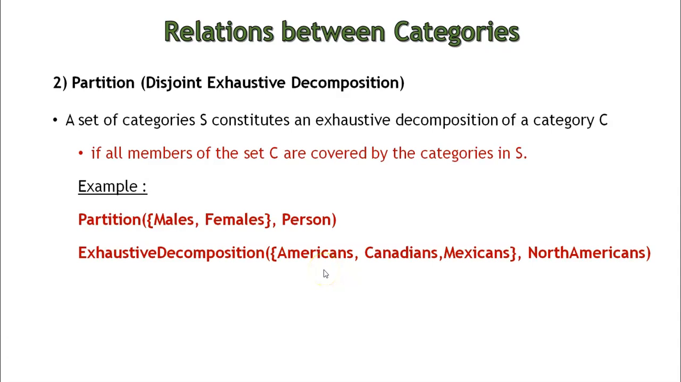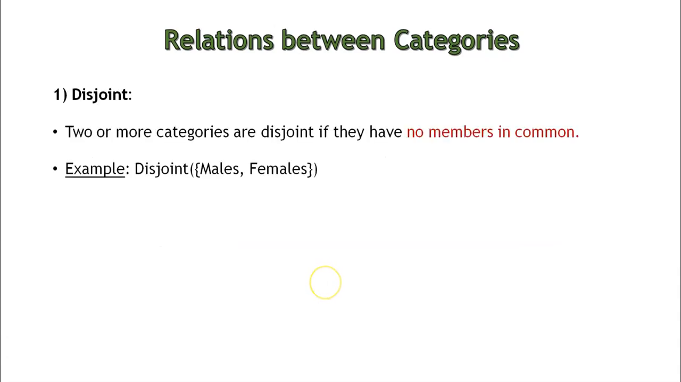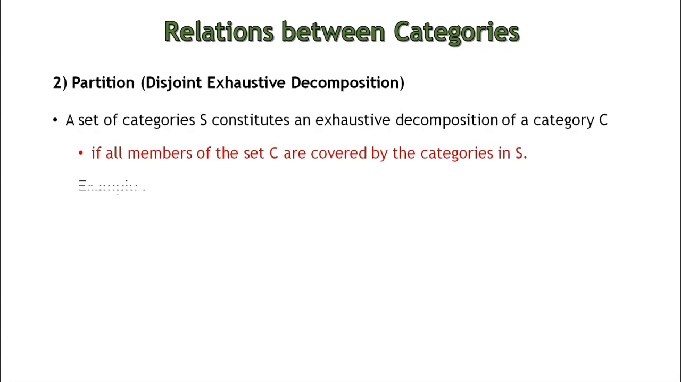So there are two relations between the categories. The first one is disjoint and the second one is partition.